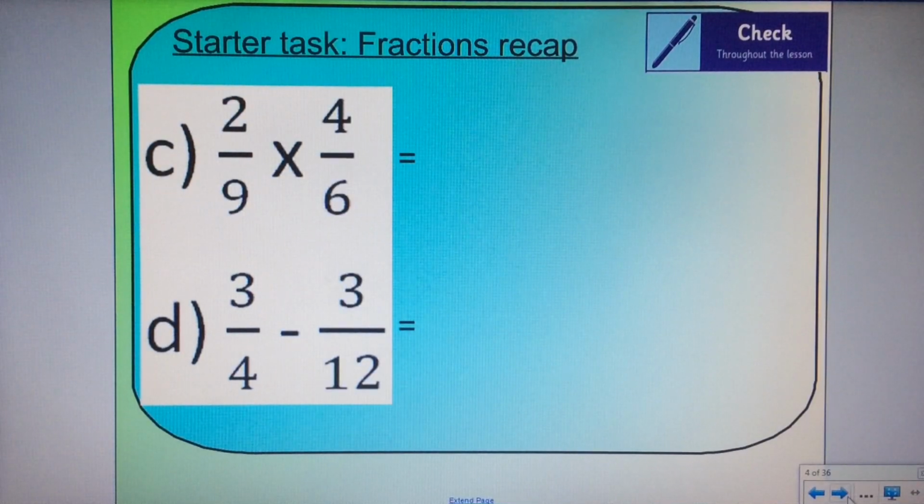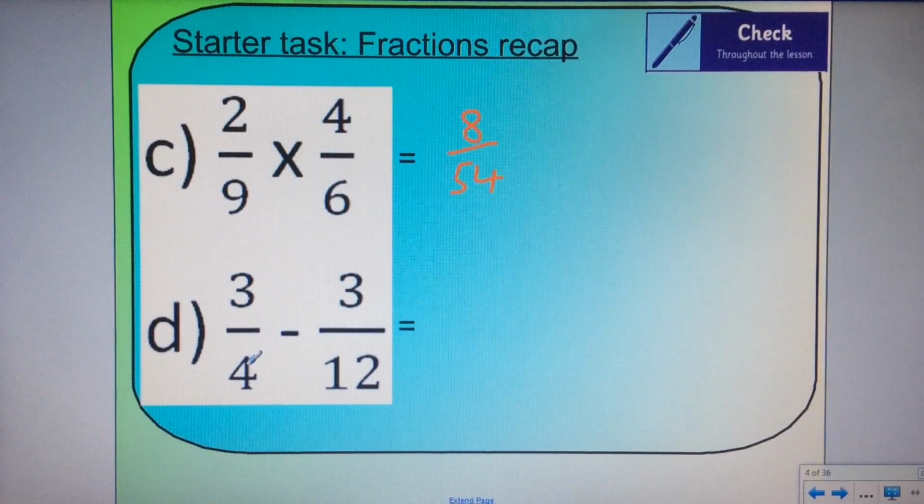Okay, multiplying fractions then. So multiply the numerators first of all. 2 times 4 is 8. Then we can multiply the denominators. Okay, we can do our 9 times 6 is 54. That would be absolutely fine as an answer, or you could look to simplify it and have 4/27.